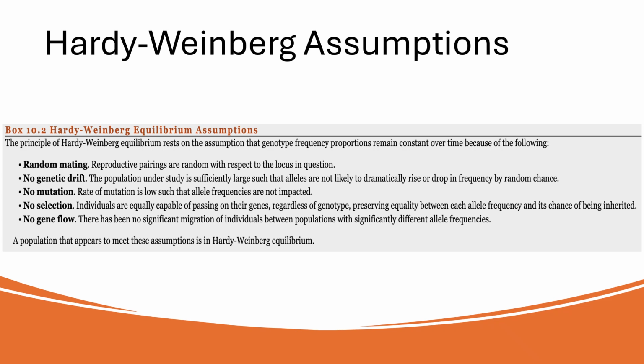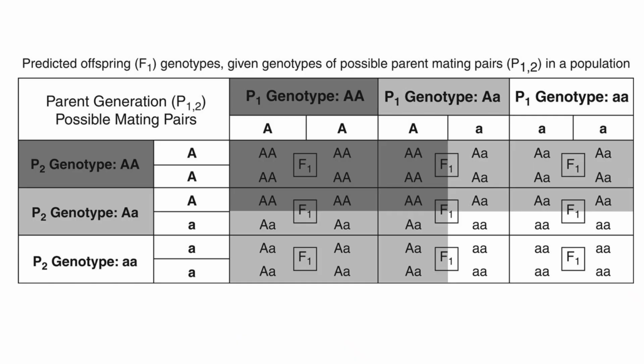And there should be no selection. Individuals are equally capable of passing on their genes regardless of genotype, preserving equality between each allele frequency and its chance of being inherited. An example of selection could be that somebody has a genetic disorder so severe that they cannot reproduce, and then that particular allele just dies out. And also no gene flow, meaning there has been no significant migration of individuals between populations with significantly different allele frequencies. If these assumptions are all met, then we can apply the Hardy-Weinberg equilibrium to a large population.